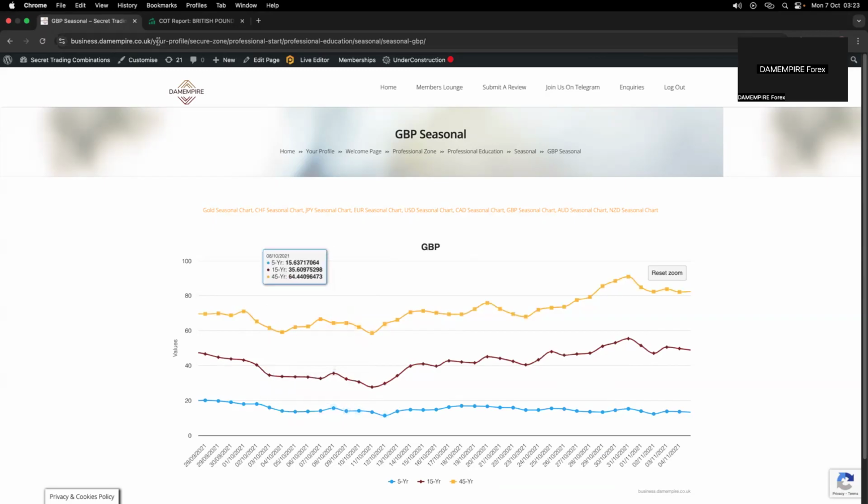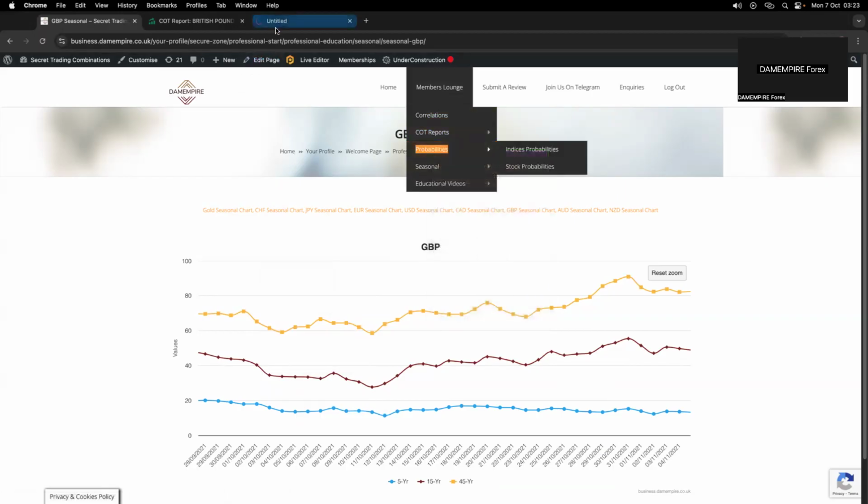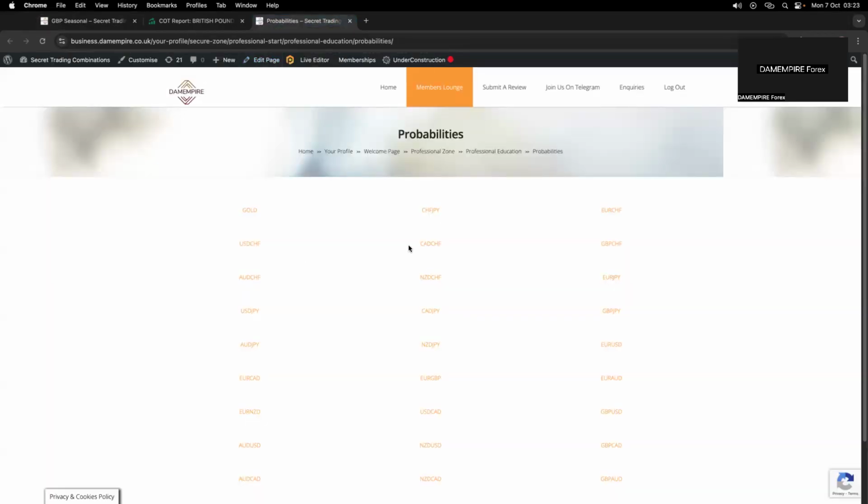So what I'll look at next is I go to probability. And this is the only one that's going to take me slightly more time. So we'll find GBP right here. So look at every GBP pair, majors, minors, and all of that stuff.